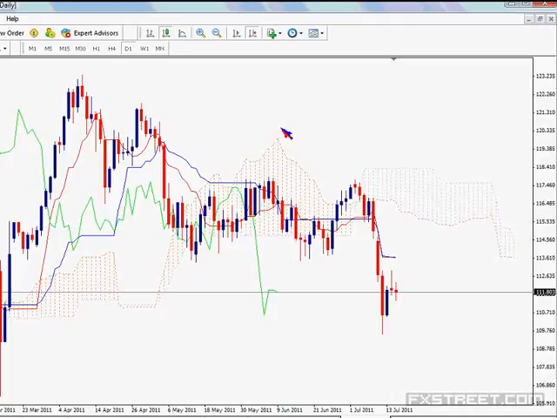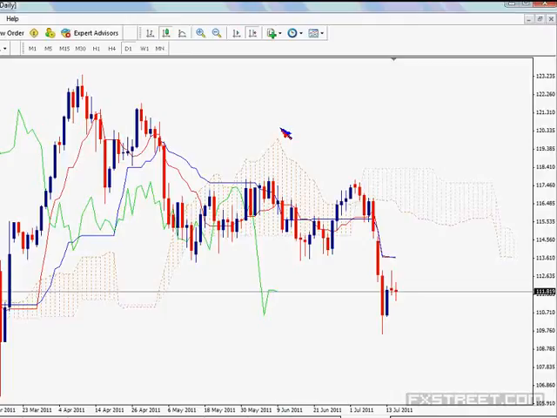This indicator was developed by Goichi Hosoda back in 1969, when I was born, and from that point forward, the indicator has become a permanent feature in Japanese trading rules. That's why I have chosen today to show you the Euro-Japanese Yen chart. I usually plot this indicator in Japanese Yen crosses.